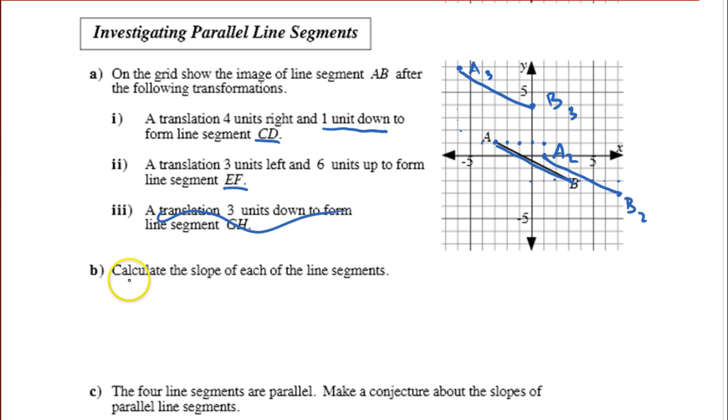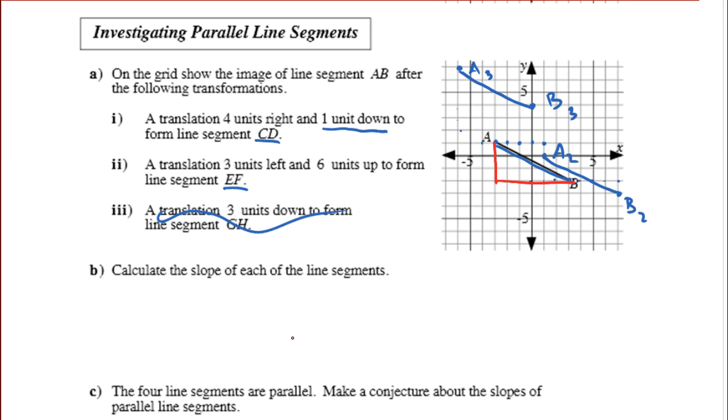And then it says calculate the slope of each line segment. Well, I'm pretty sure we can all figure out that the slope is going to be the same for all of these lines. So let me go ahead and do the slope here. I'm just going to do the shortcut method of counting because I can do that fairly quickly here. I know my slope, so I'm going to write M.